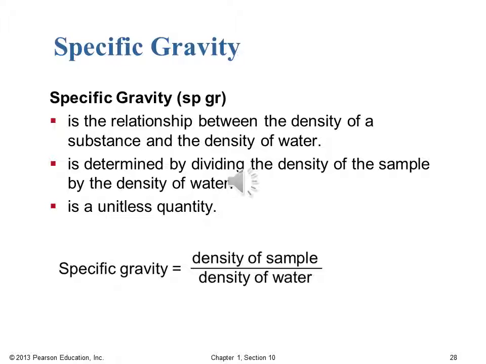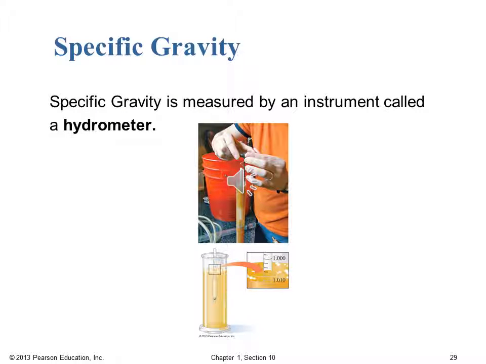Typically, because we assume a value of 1.00 grams per cubic centimeter for the density of water, the specific gravity will be the same numerical value as the density of the substance, but it won't have the units of grams per cubic centimeter or grams per milliliter or grams per liter, because you've canceled those out. And the reason we bring up specific gravity is because that's what's measured if you ever use an instrument known as a hydrometer.